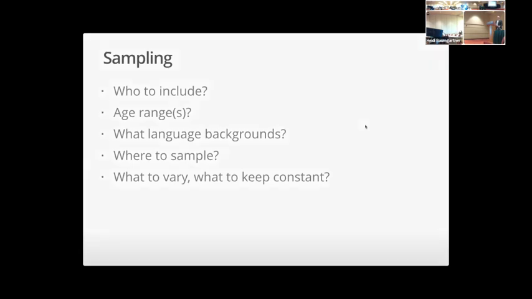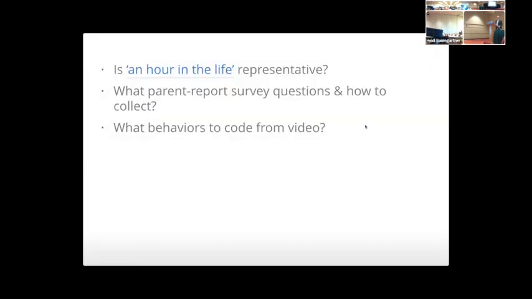An important question is an hour in the life, which again is our criticism, is it actually representative? What is it representative of? It's a sample, but what is it representative of? And what parent report survey questions should we collect, and how do we collect them in ways that reduce the requirements for standardization post hoc? And then clearly what kinds of behaviors to code from video.